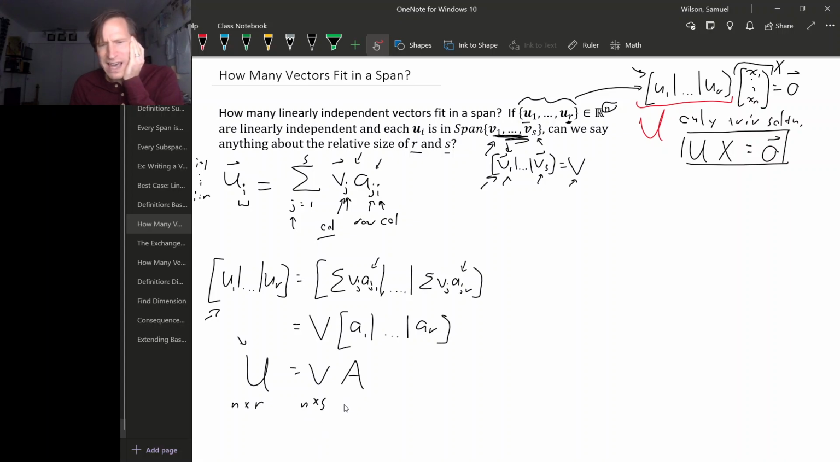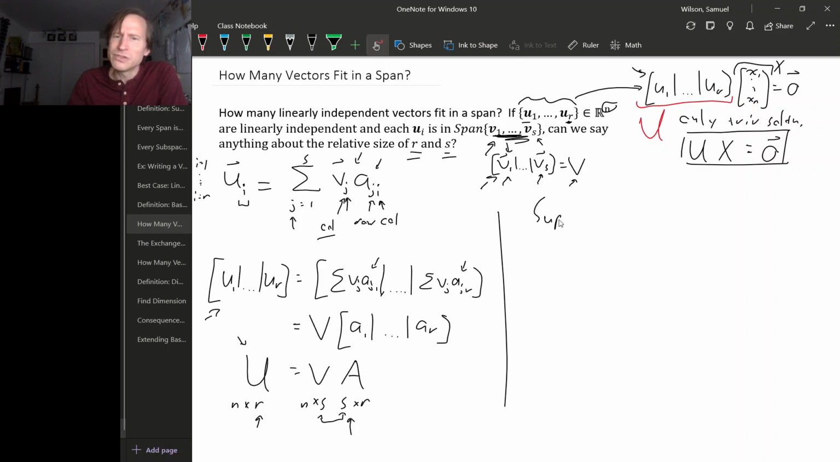So that means that A, on the one hand, has to have s rows for this matrix product to be defined. On the other hand, because the result of this matrix product has r columns, A has to have r columns as well. Okay. So when we ask what's the relative size of R and S, we're really asking what is the number of columns of A versus the number of rows of A, right? So let's think a little bit about the matrix A.